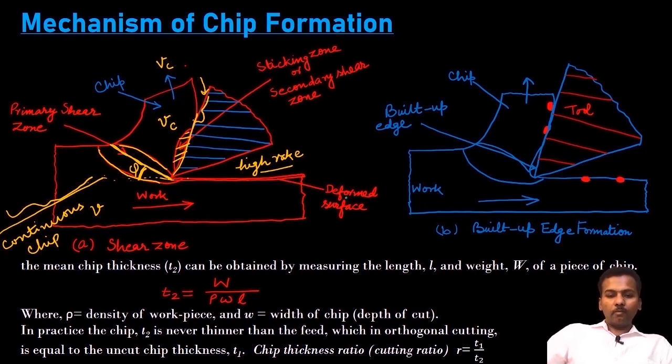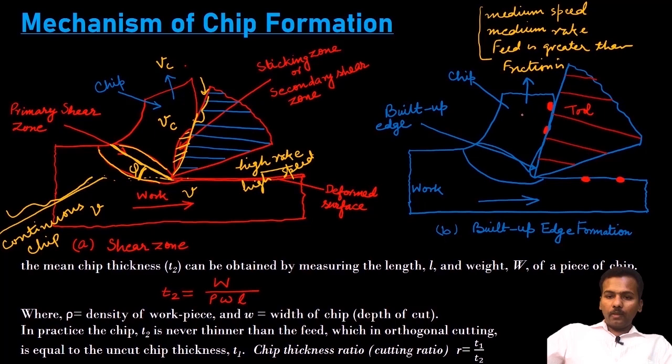Suppose in this case the same ductile material is there, but the parameter taken is now medium speed. Medium speed means the speed V, the relative speed. Here high rake angle, high speed; here medium speed, medium rake angle. Suppose in this case also the feed is greater than in the previous case, so the friction between the chip and the tool is higher, the friction is greater.